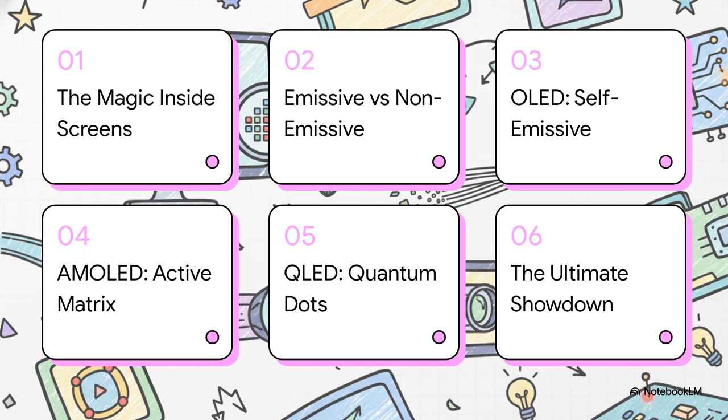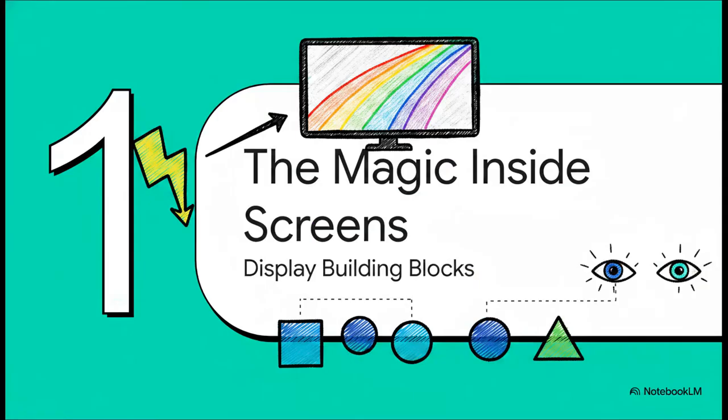Here is our visual roadmap for today. We're going to start with the magic inside screens, look at emissive versus non-emissive tech, dive into OLEDs, step up to AMOLEDs, explore QLEDs, and then finish up with the ultimate display showdown. All right, part 1. The magic inside screens, the building blocks of display technology.